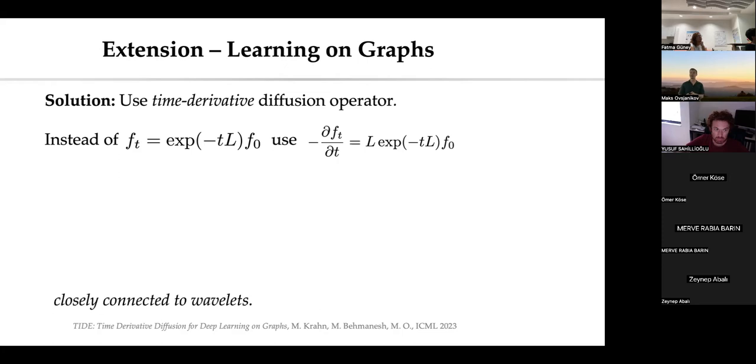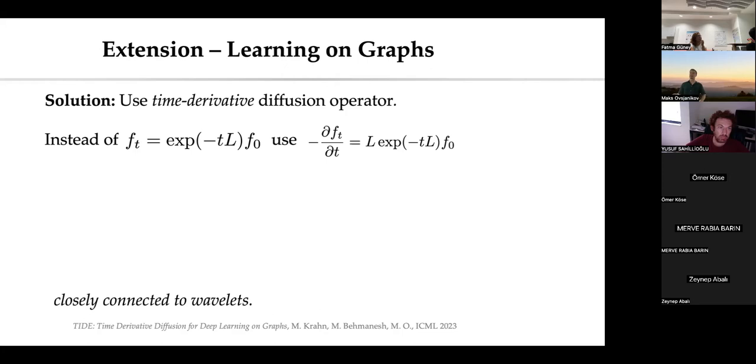And there's a very nice connection, which I'm not going to go into, to wavelets. If you ever studied wavelets, there is a family of wavelets derived by taking derivatives of heat. For instance, the Mexican hat wavelet is a derivative of a Gaussian, and the Gaussian is the heat kernel in Euclidean space. So this is essentially like doing wavelets on graphs.